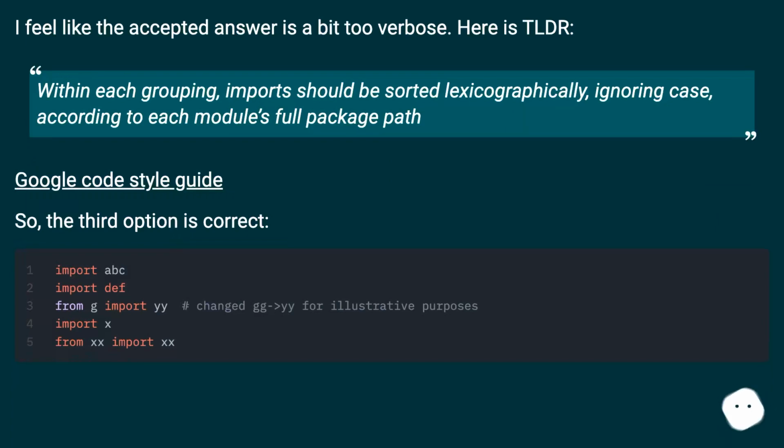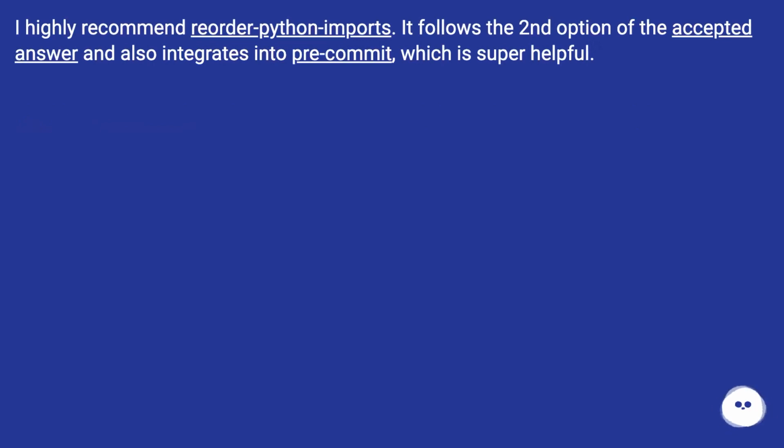I feel like the accepted answer is a bit too verbose. Here is the TLDR. Within each grouping, imports should be sorted lexicographically, ignoring case, according to each module's full package path. Google Code Style Guide. So, the third option is correct. I highly recommend reorder-python-imports. It follows the second option of the accepted answer and also integrates into pre-commit, which is super helpful.